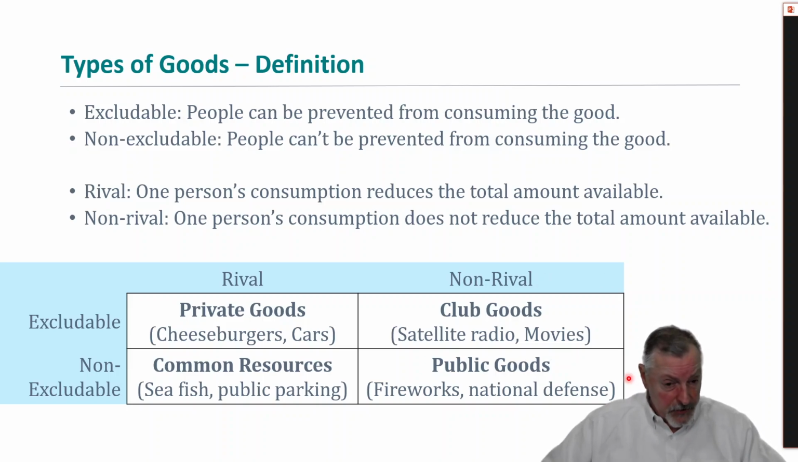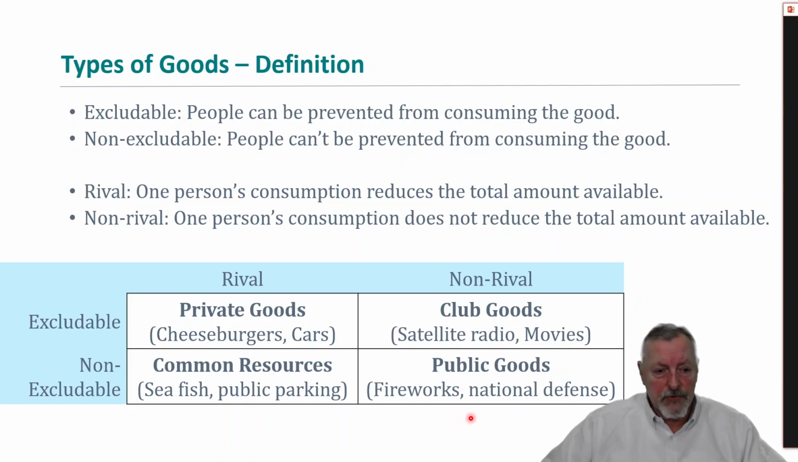Then the topic of this chapter, the bottom right, public goods. These are things that are non-rival and non-excludable. These are studied quite a bit because they have important public policy implications and because it is, from an economic perspective, vexing. It's difficult to create a system where the optimal level of public goods are provided.